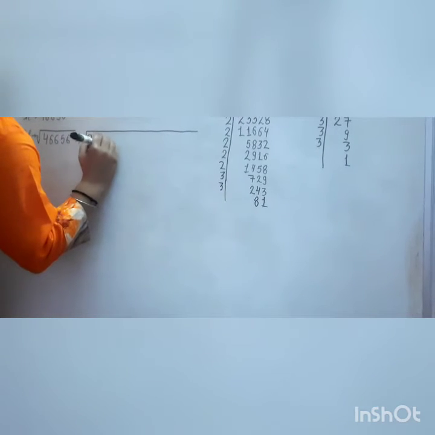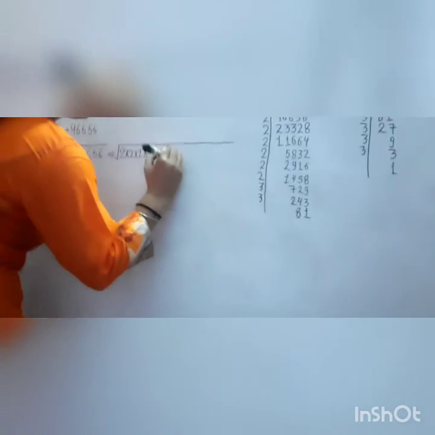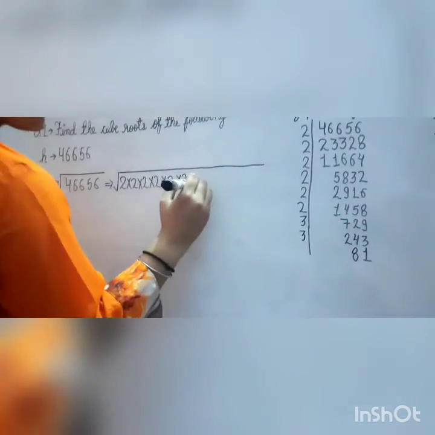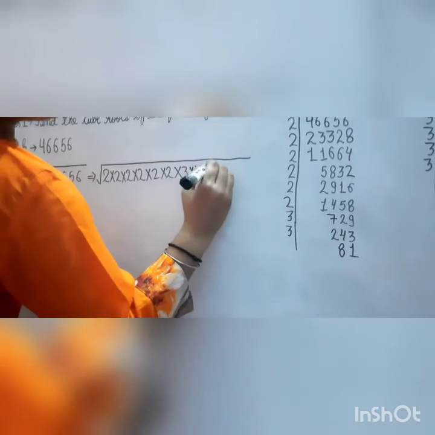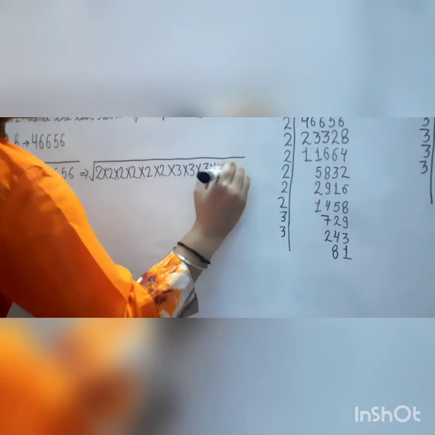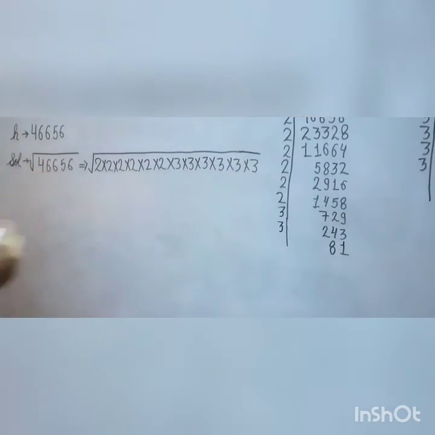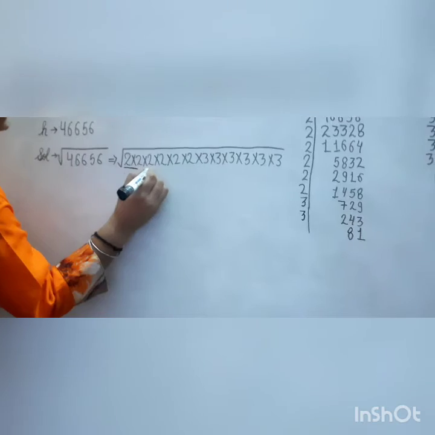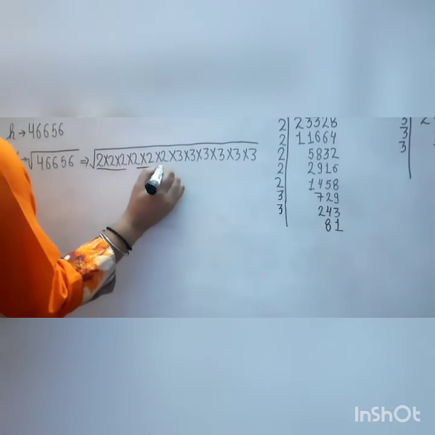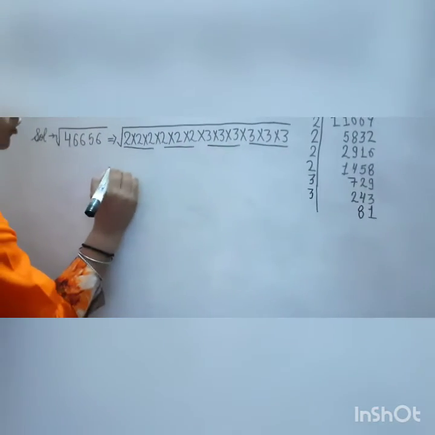2 multiply 2 multiply 2 multiply 2 multiply 2 multiply 2, and 3 multiply 3 multiply 3 multiply 3 multiply 3 multiply 3. Okay class, you can see that these twos are forming the triplet and these two are forming the triplet, and these three are forming the triplet and these three are forming the triplet.